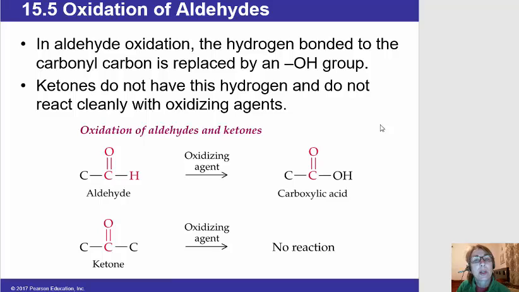So remember, when we're talking about oxidizing or something getting oxidized in organic chemistry, it means we're increasing the number of carbon-oxygen bonds or decreasing the number of carbon-hydrogen bonds. So if we look at an aldehyde and treat it with an oxidizing agent, we get a carboxylic acid. We increase the number of carbon-oxygen bonds and decrease the carbon-hydrogen bonds, so it's considered oxidized.